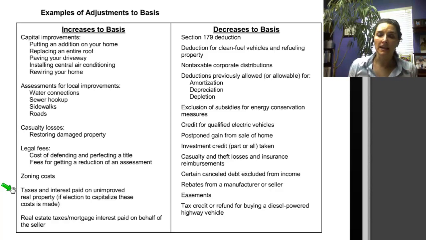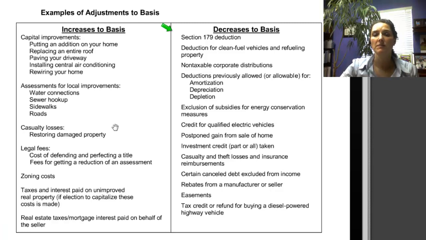Typically, the smart thing to do with vacant land is to make an election to capitalize the carrying costs, including property taxes and interest. And if you do that, then any property taxes or interest you pay during the time you hold that land adds to your cost. Finally, real estate taxes and mortgage interest paid on behalf of the seller increase cost. If you are the buyer of property and you pay taxes or mortgage interest owed by the seller, those amounts that you pay for the seller add to your cost in the property, but you yourself are not allowed to claim a deduction for those costs because they were not debts that were owed by you.